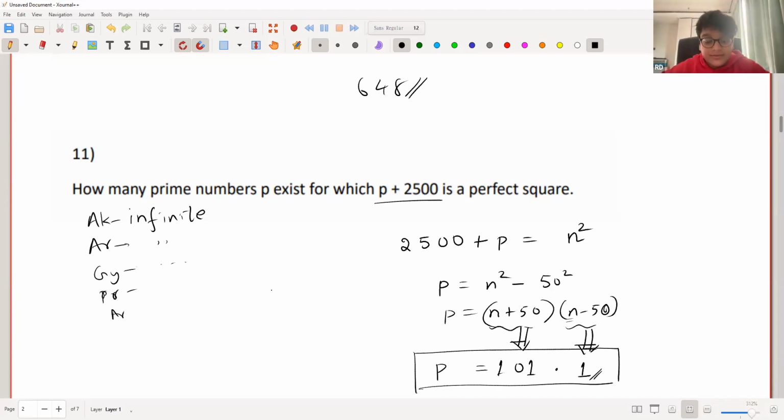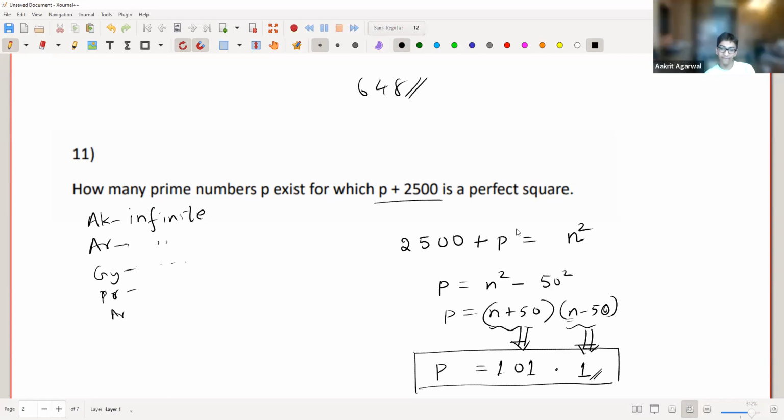No. In fact, till here it's fine. After this comes the core portion. Till here, I think Arsh, you understood. N plus 50 times n minus 50. Then what? Question, sir. I have a question, sir. N plus 50 into n minus 50. That's fine, sir. N plus 50 into 101 into 1. So that's where I have a question, sir. How did that happen?